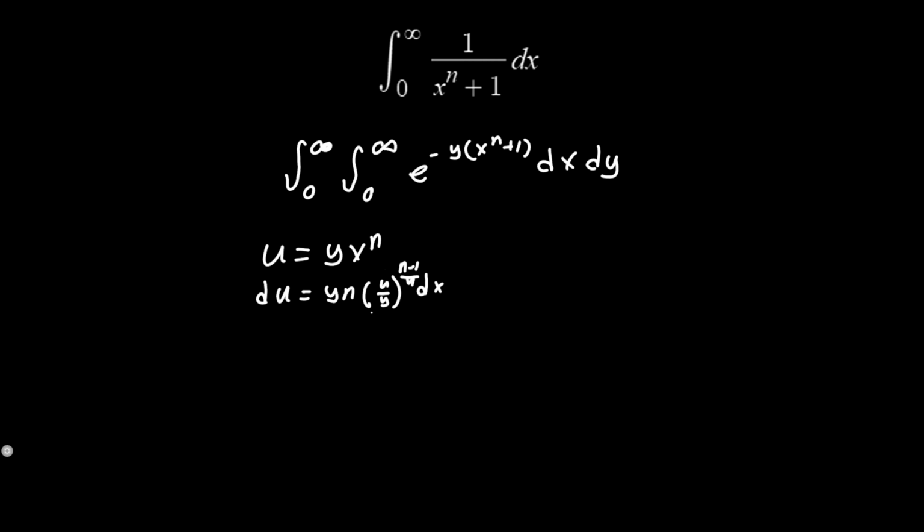And we're going to simply solve for dx. So we have dx is equal to du over y n, and then I'm simply going to take the reciprocal of u over y, to y over u. So we have y n and y over u to the n minus 1 over n.